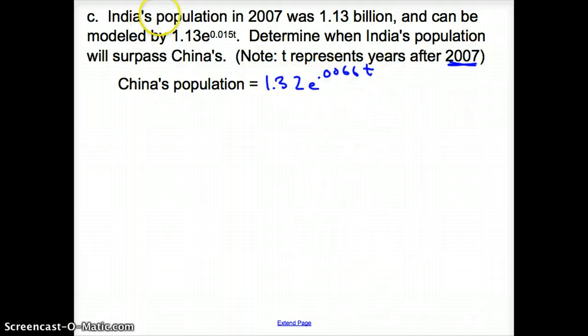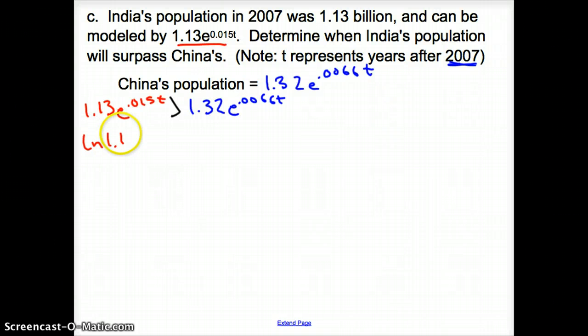So, India's population will be represented by this, so it's going to be 1.13 e to the 0.015t. That, though, is going to be greater than China's population because it's surpassing, which is 1.32 e to the 0.0066t. Now what do? Let's take the natural log of both sides. We get the natural log of 1.13 e to the 0.015t greater than. We take the natural log of China's side.